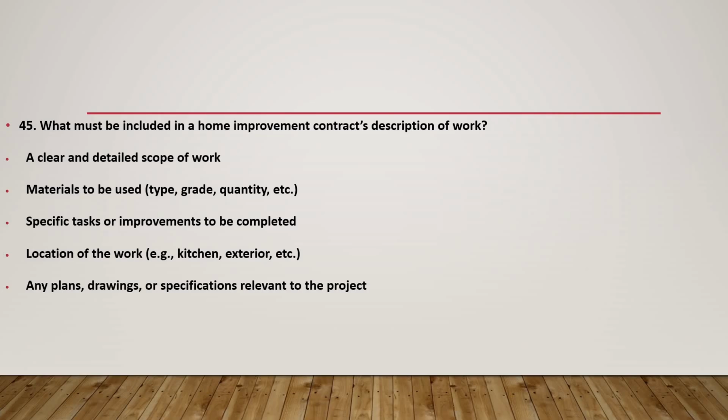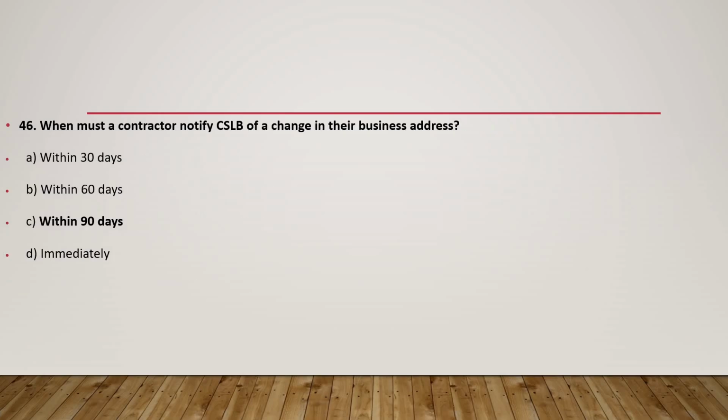A clear and detailed scope of work. Materials to be used, type, grade, quantity, etc. Specific tasks or improvements to be completed. Location of the work, e.g., kitchen, exterior, etc. Any plans, drawings, or specifications relevant to the project.